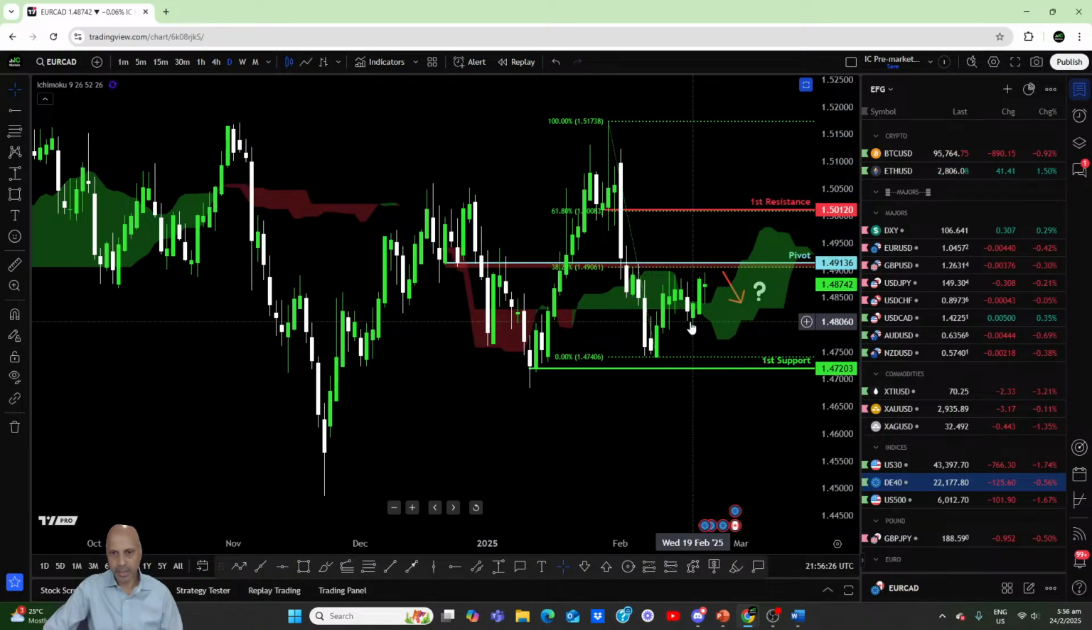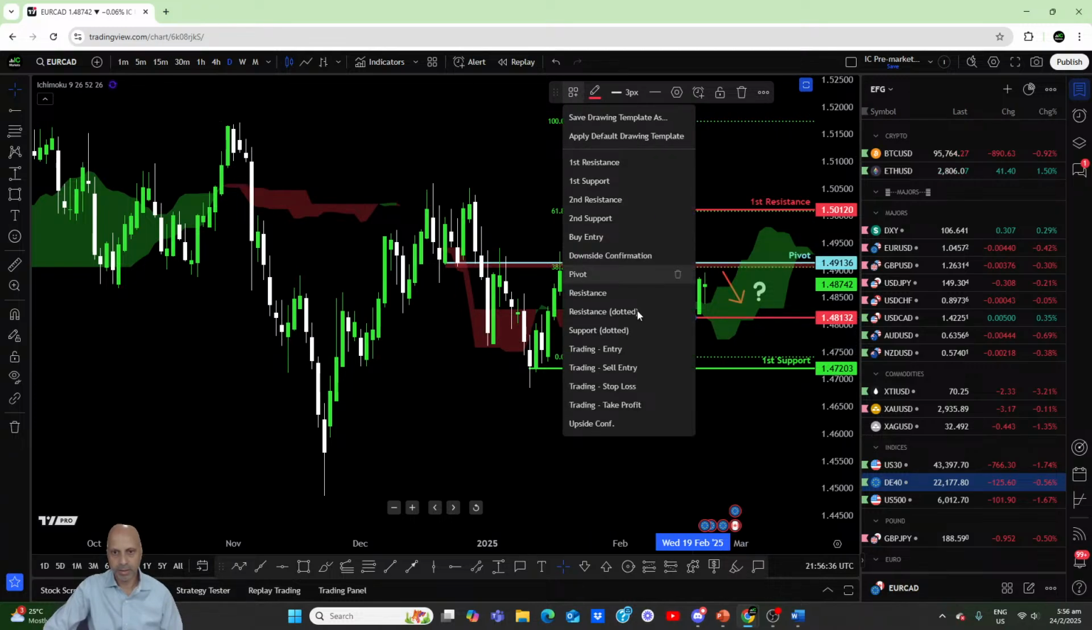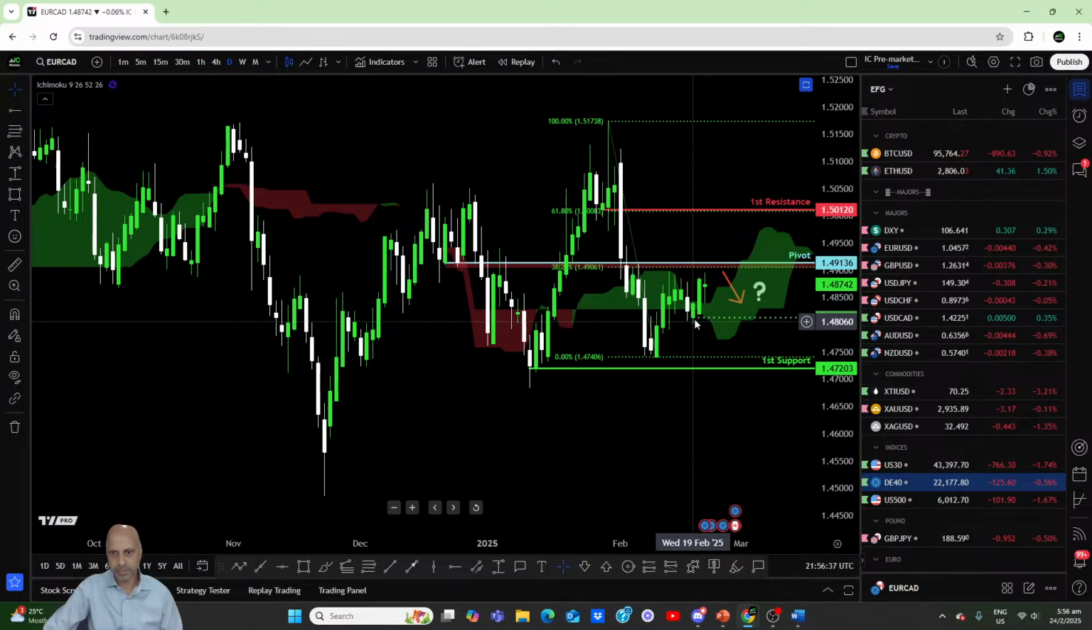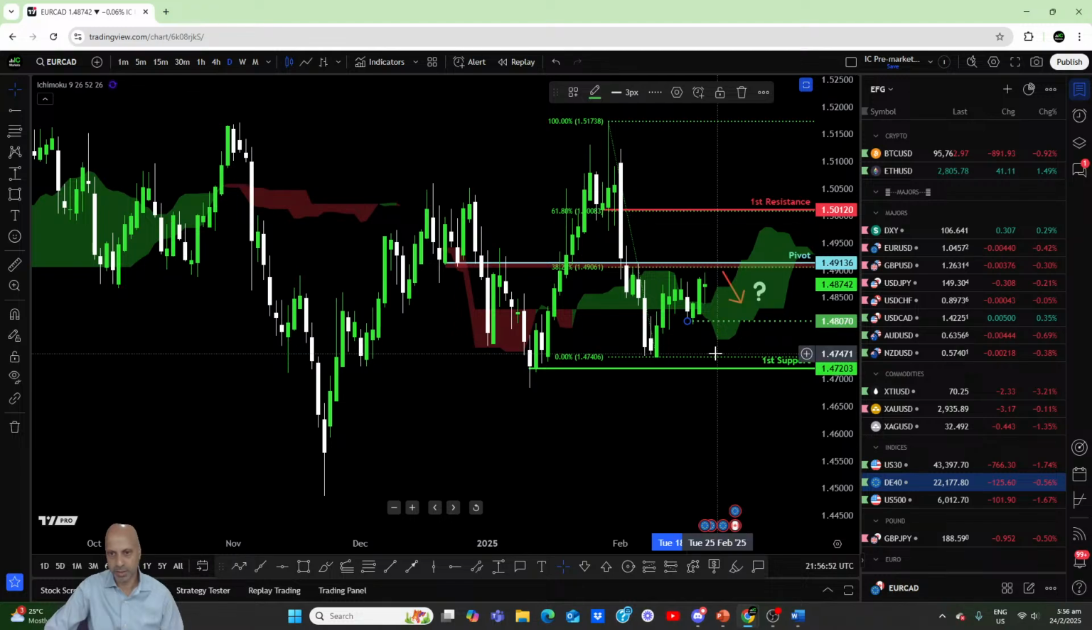And I would also like to highlight this point here, right? There's an intermediate support level at about 1.4813, right? You can see here that Euro CAD has managed to stabilize above this level here on Tuesday and Wednesday, 18 and 19 of February. So take note, there's a pretty decent support level here as well at 1.4807.